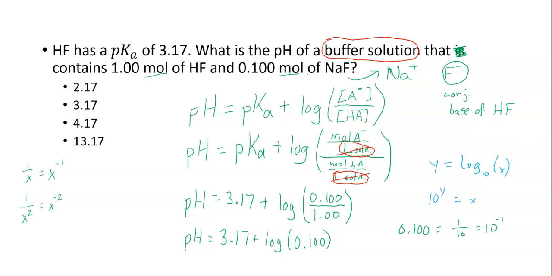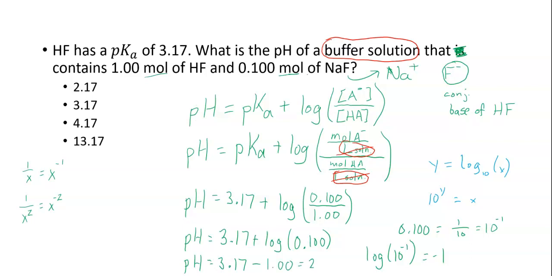Well, that means the log of 10 to the negative first power is just going to be negative 1, because that's what we're doing when we're doing logs: we're asking ourselves 10 to what power is equal to 10 to the negative first power. Well, obviously 10 to the negative first power is equal to 10 to the negative first power. So the log is negative 1. So this just becomes pH is equal to 3.17 plus negative 1, or minus 1.